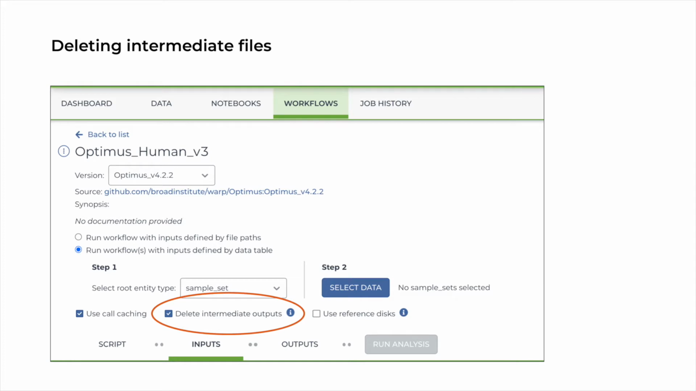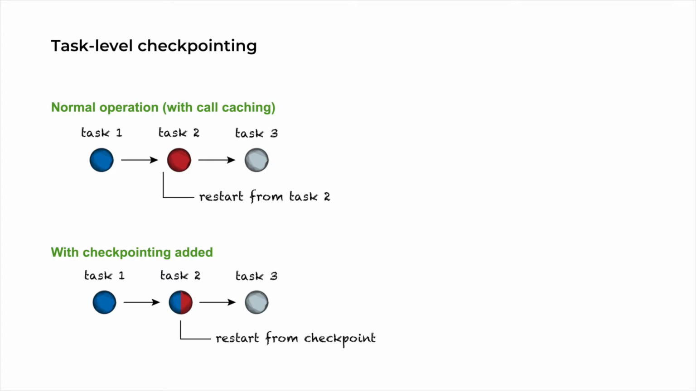One of the most requested features this year was to make it easier to delete intermediate files produced by workflows to cut down on storage costs. We added an option to do exactly that in the workflow configuration page, and there's also a way to clean up intermediate files after the fact. We've also added some checkpointing functionality to support resuming workflow tasks from a safe state, which makes it safer to use preemptible VMs for long-running tasks.